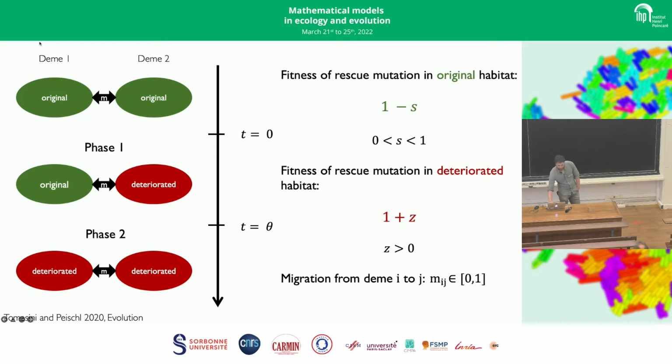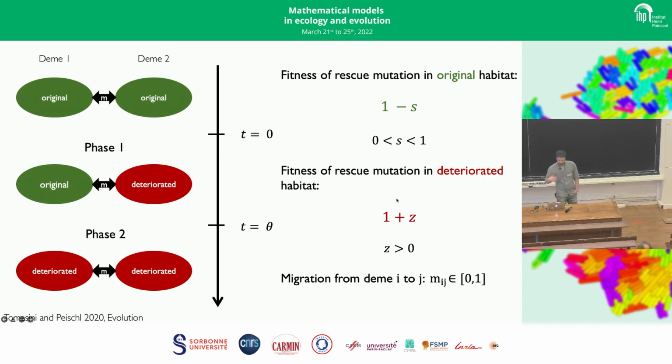We chose a model like this, where we had two demes, two subpopulations that are connected by migration. So we start with a two-deme model and then go to multiple demes. And then we have this gradual deterioration. At time zero, before time zero, both demes are in the original environment. Then we have a change where we have original and deteriorated, with gene flow between them, and then both are deteriorated. In the original environment, these rescue mutations have lower fitness than the wild type. The wild type has a fitness of 1, the average number of offspring they have, and here we just reduce this by a number s.